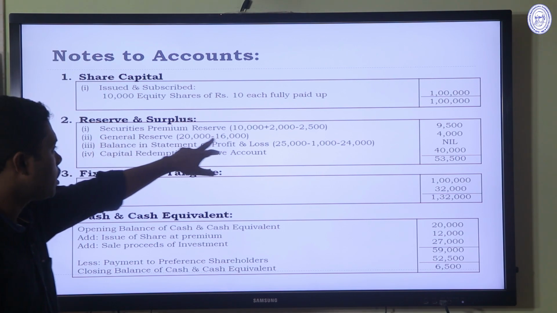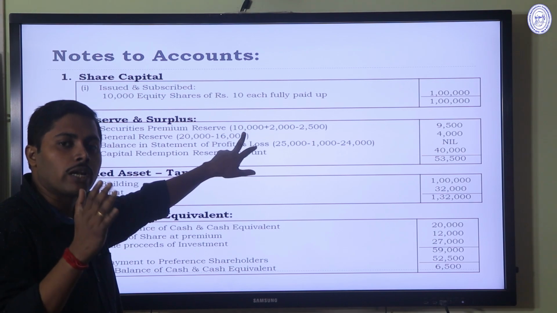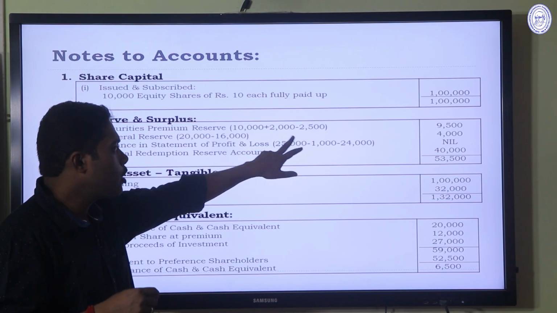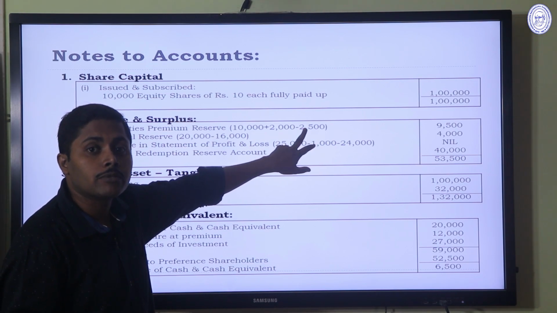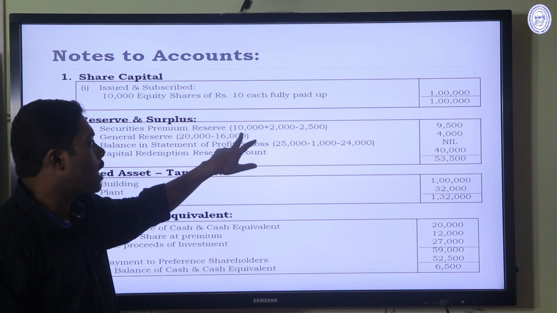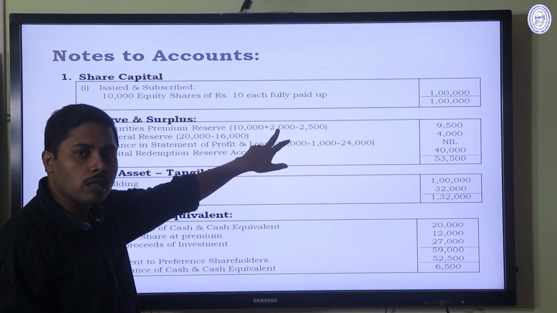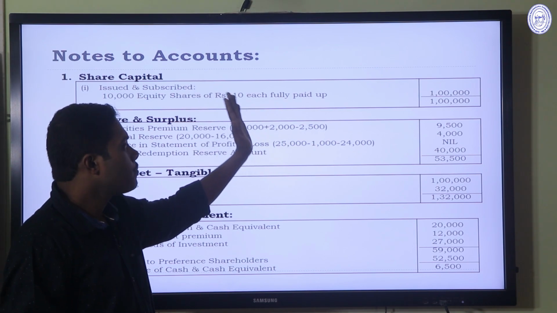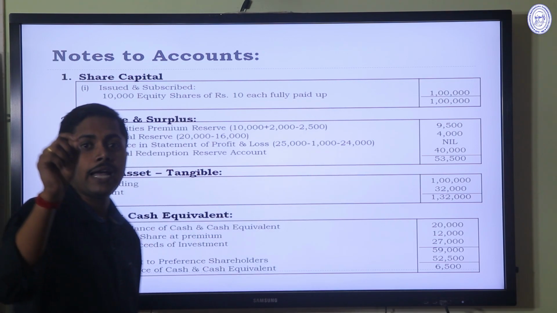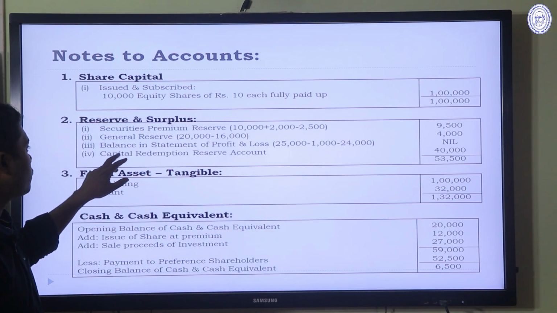In securities premium there was an existing balance of 10,000 rupees, new shares were issued at premium, 2,000, and out of that you are making payment of premium on redemption, how much? 2,500. So 2,500 will be deducted from the securities premium balance. So 10,000 plus 2,000, that is 12,000, minus 2,500, that is 9,500 is the balance available in your securities premium.